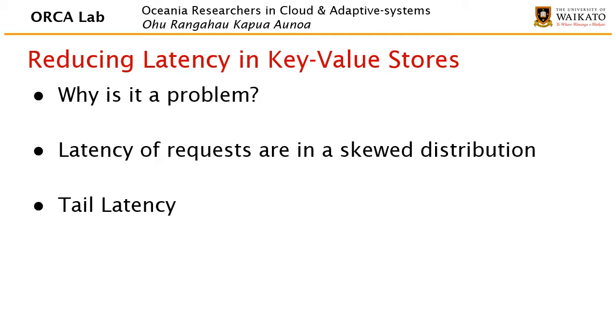So this paper has described these as elephant requests. So for reference, whenever elephant requests are mentioned, these are requests with more than 100 keys, and basically this set of requests is considered the tail latency in the skewed distribution.